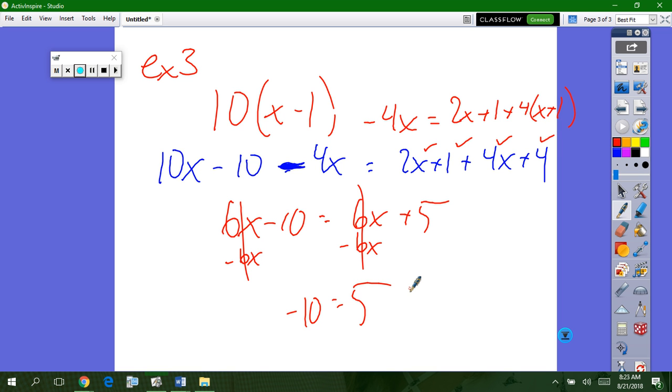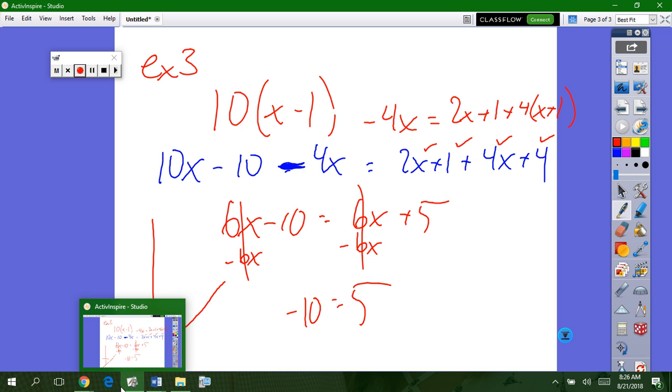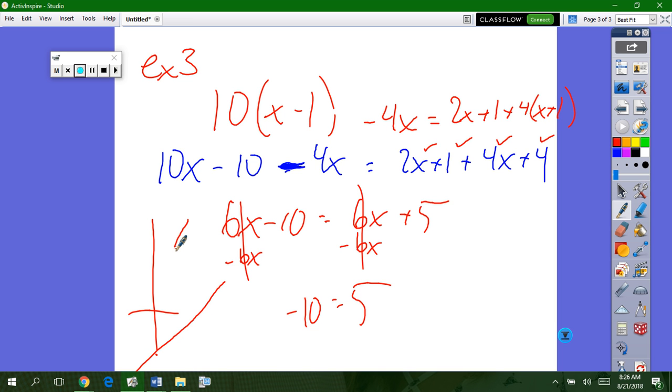So if things have the same slope, they're both rising and running the same amount, will they ever intersect? Because if we think about this as a line, this is basically down here. Here's -10. And then this one's at 6x plus 5. So notice there's never going to be an intersection. Very good with that? Okay. So this is a no solution.